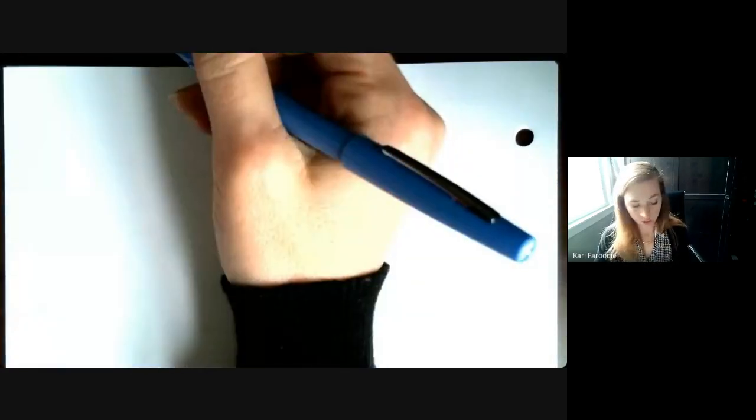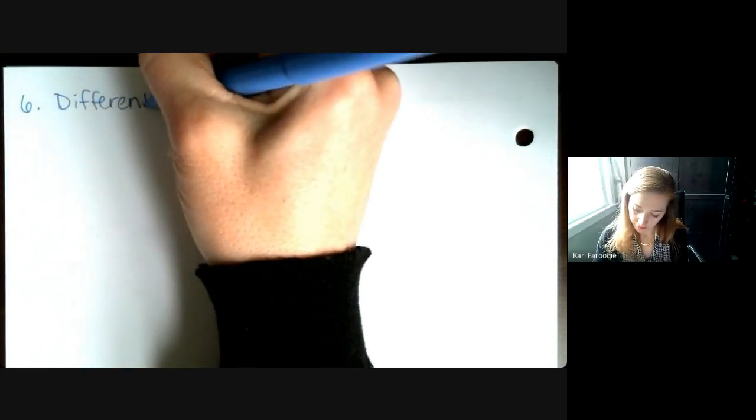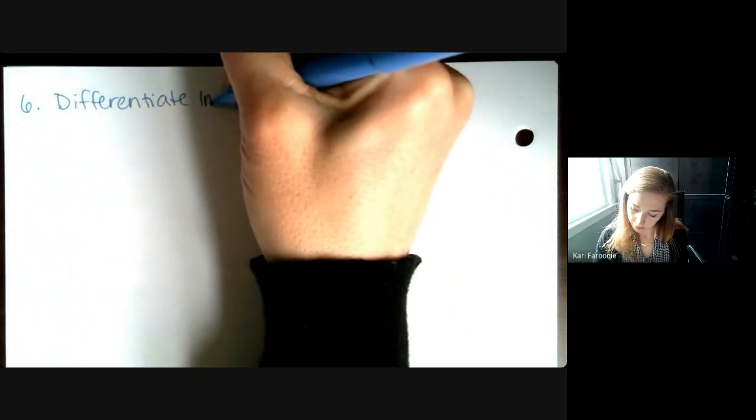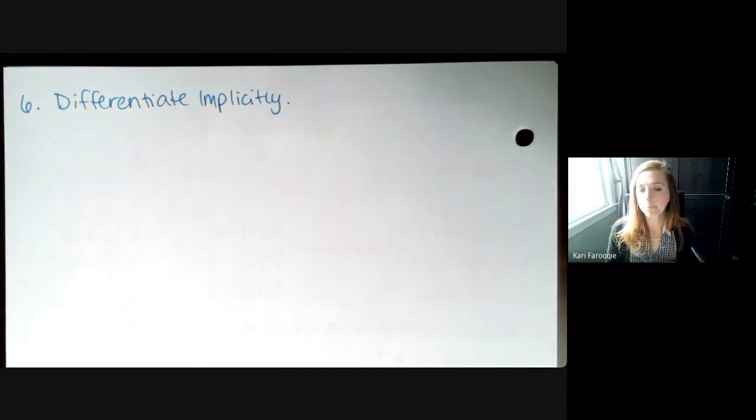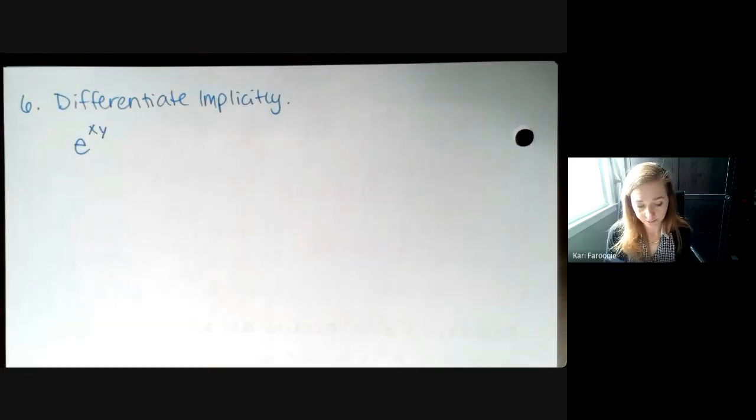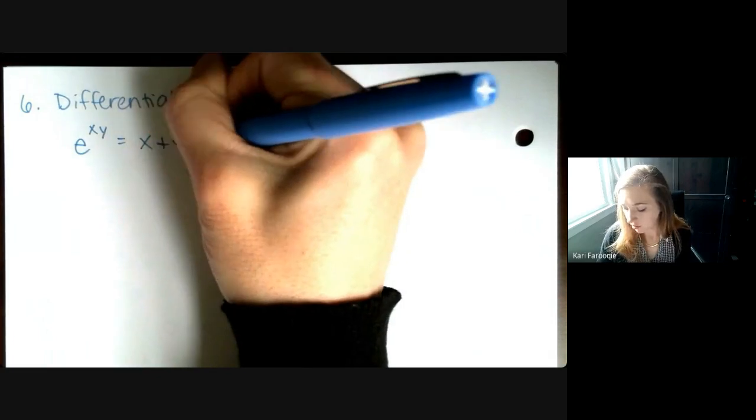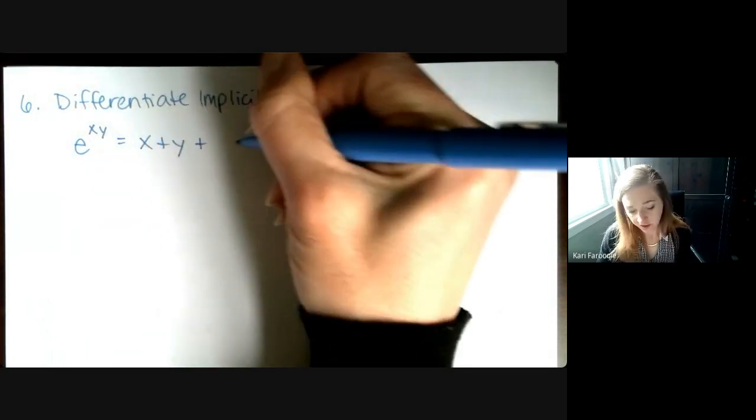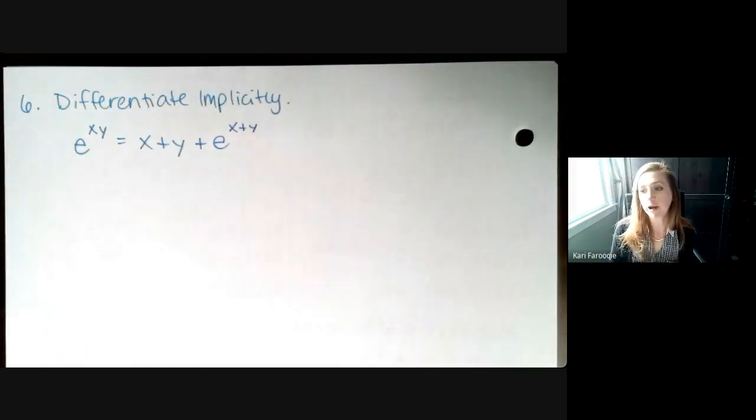We'll call this example 6. Differentiate implicitly. e to the xy equals x plus y plus e to the x plus y power.